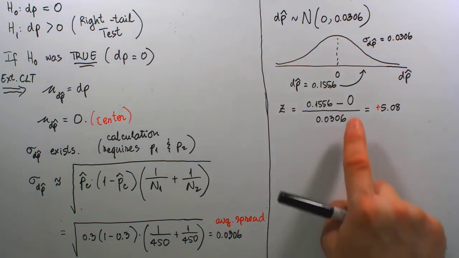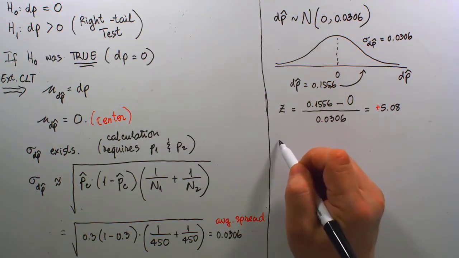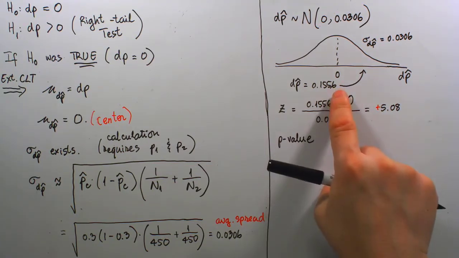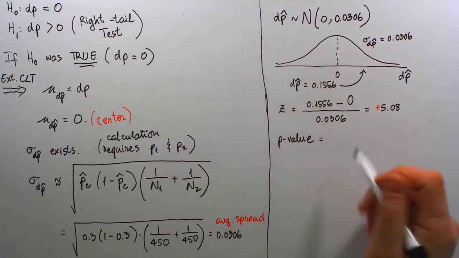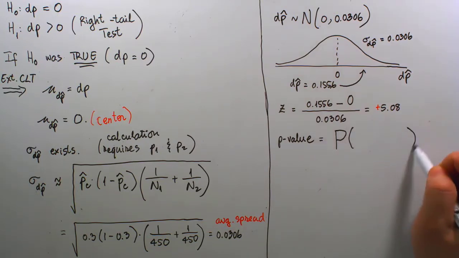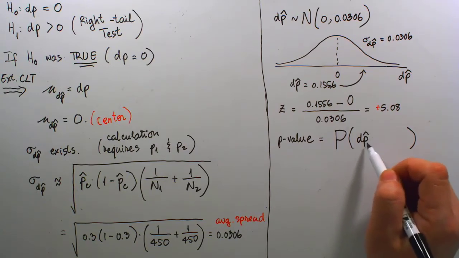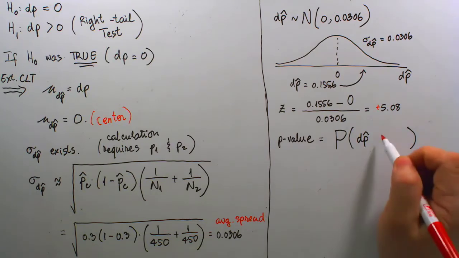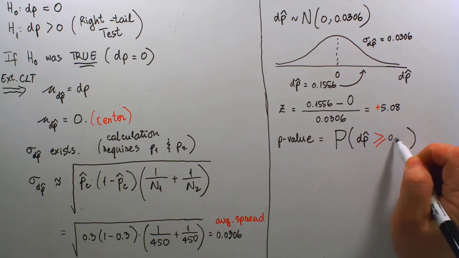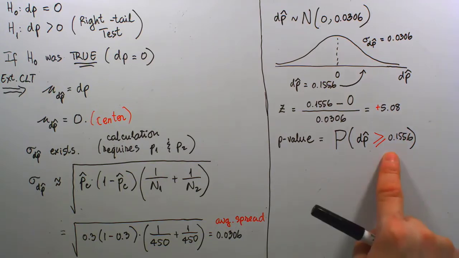And so now that we have the z-score, the next step is to calculate the p-value of our current sample value. The p-value in this right-tail test is set up as the probability where, among infinitely many values of dp hats, we find the dp hat value greater than or equal to 0.1556.